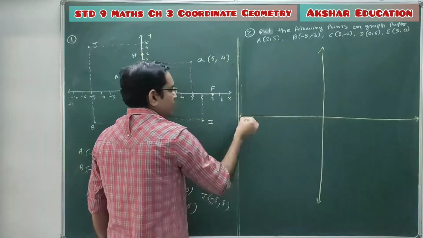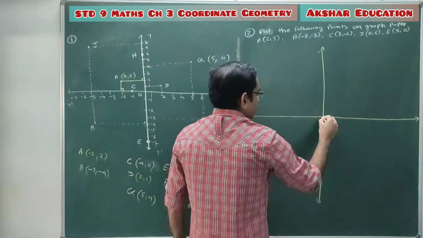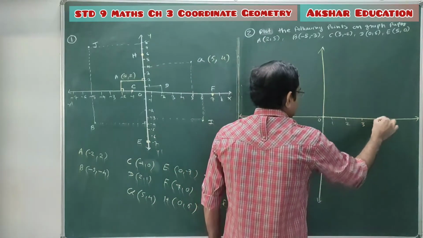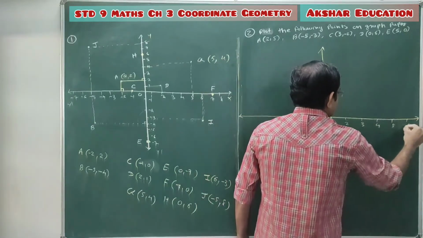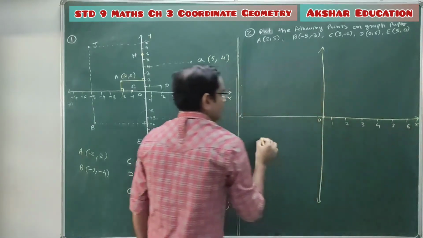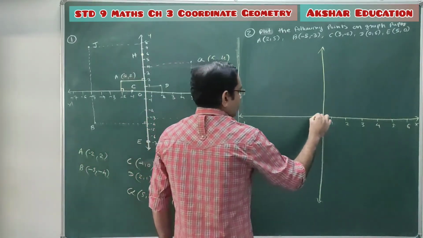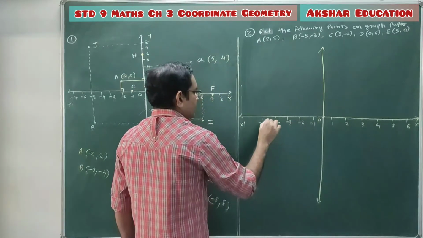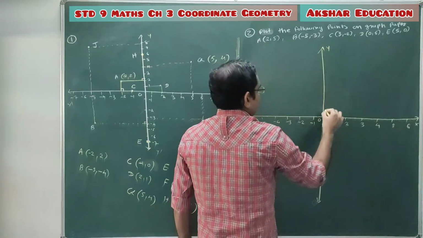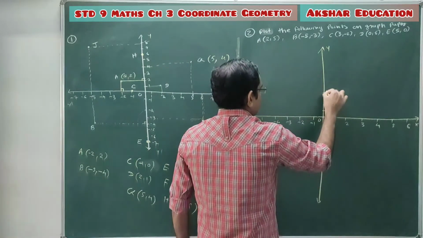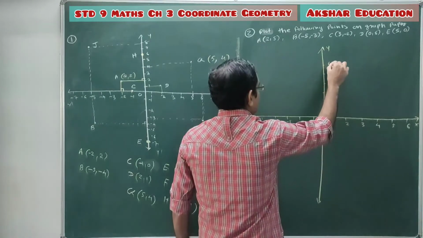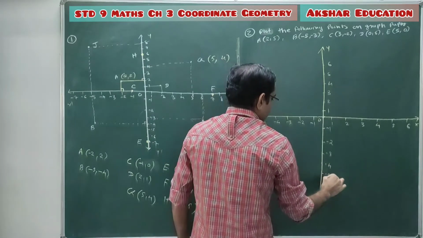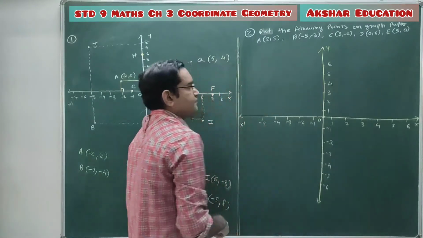So these are our coordinate axes, which are perpendicular to each other and intersecting each other at 0. That is our origin point. So this is our x-axis, positive x-axis. This is our negative x-axis. This is -1, -2, -3, -4, -5. This is our positive y-axis. 1, 2, 3, 4, 5, 6. -1, -2, -3, -4, -5, -6. Done?